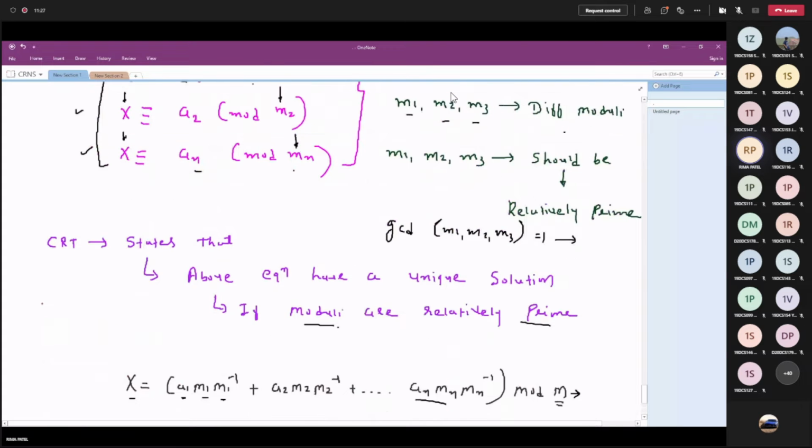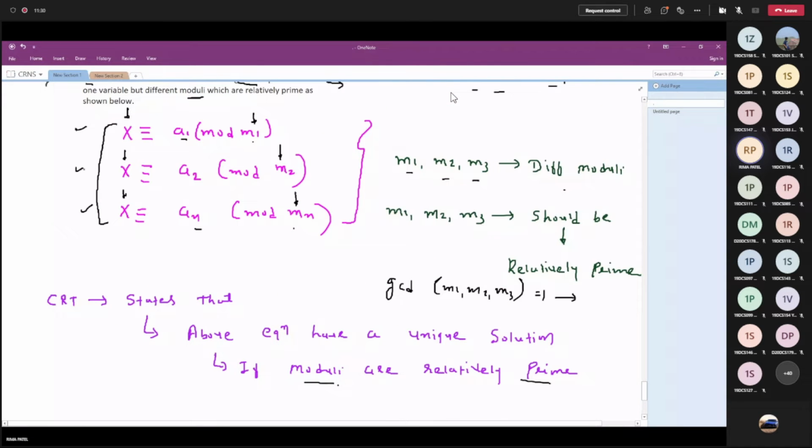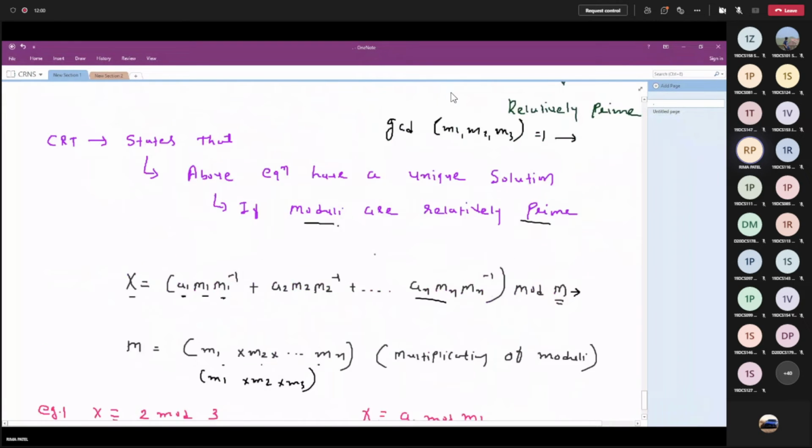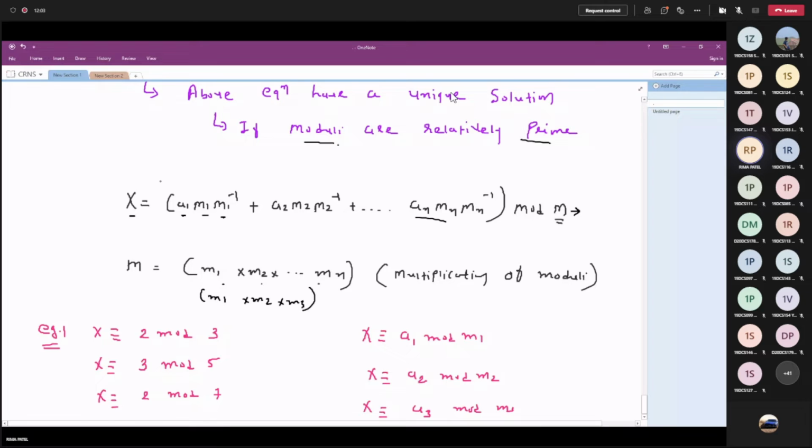Yes, we have just seen the type of equation. We just understood what all these terms are. What are a1, a2, an? They are the remainders. m1, m2, mn are the moduli, and x is the one variable. I need to find the unique solution for these three equations. And how can I get the unique solution? If and only if your moduli are relatively prime. So this is the whole idea of the Chinese remainder theorem. So shall we start with the example, if this is clear?